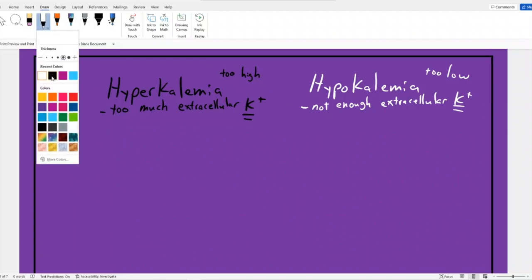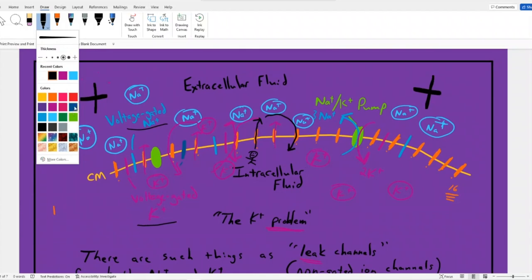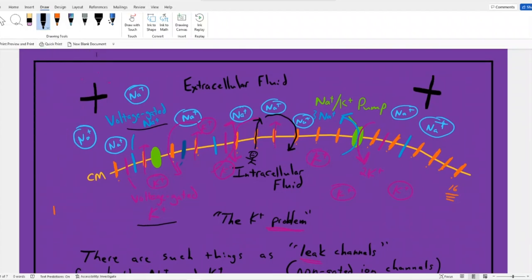But let's talk about what this does to my cells. Let's talk about the actual potassium problem, why we worry about this so much and guard against it. So if I come back up here to my picture and we look at the extracellular fluid, I'll keep my color code black here. Let's say that for whatever reason, the reason doesn't matter, my extracellular potassium is suddenly too high. There's more potassium out here than is normal. See that? So I'm adding all these potassiums. This is hyperkalemia. Too much extracellular potassium.